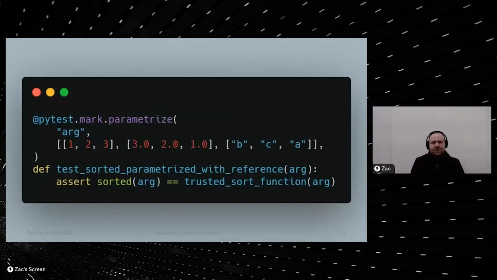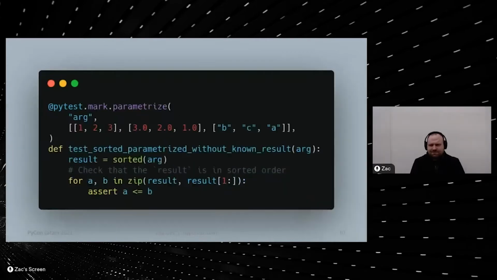But even if you don't have a trusted implementation, you can often still find plausible bugs in the output of some function. For sorting, for example, we should be able to check that no matter what our result is, the elements of our result sequence should be in non-decreasing order. That is, for any A and B in the pairwise sequence, the first element should be less than or equal to the subsequent element.